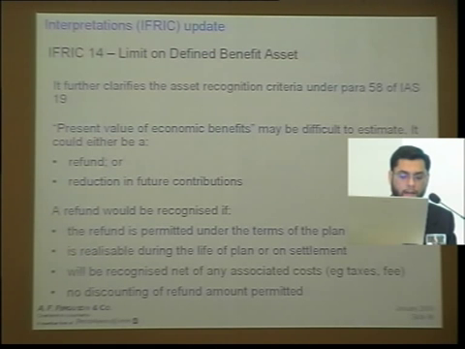A refund would be recognized if the refund is permitted under the terms of the plan, is realizable during the life of the plan or on settlement, and will be recognized net of any associated cost. So if there are going to be any costs incurred, they would be netted against it. No discounting of the refund amount is permitted, because in IAS 19 there are already too many discountings done, so you don't need to discount it further.